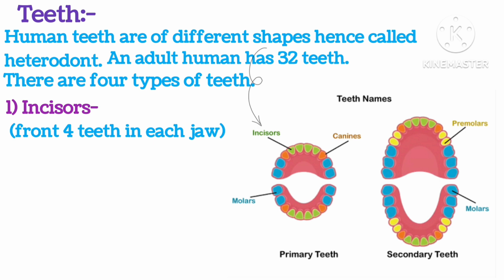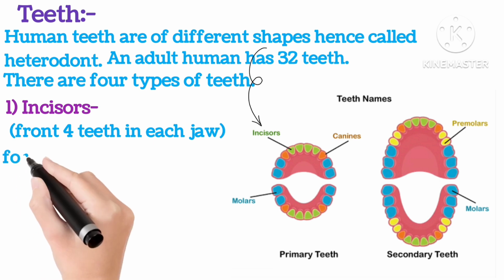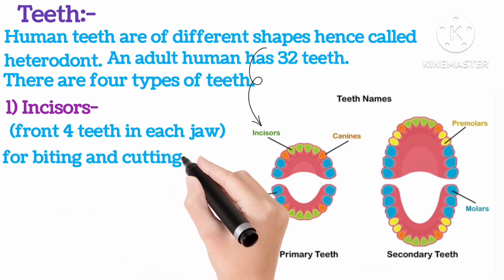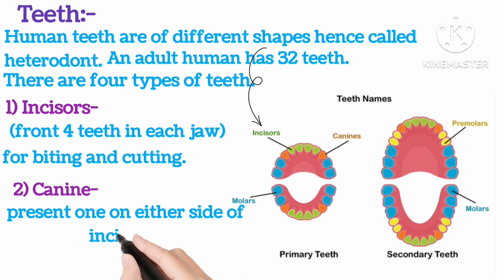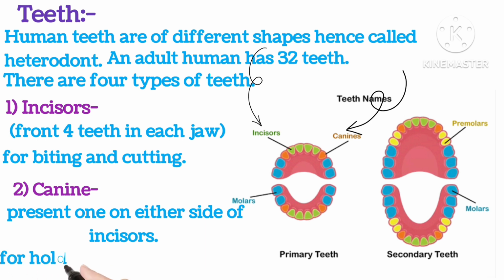Front 4 teeth in each jaw, represented by green, are incisors and they are for biting and cutting the food. Second is canine. They are present one on either side of the incisors, represented by orange color. They are for holding and tearing the food.